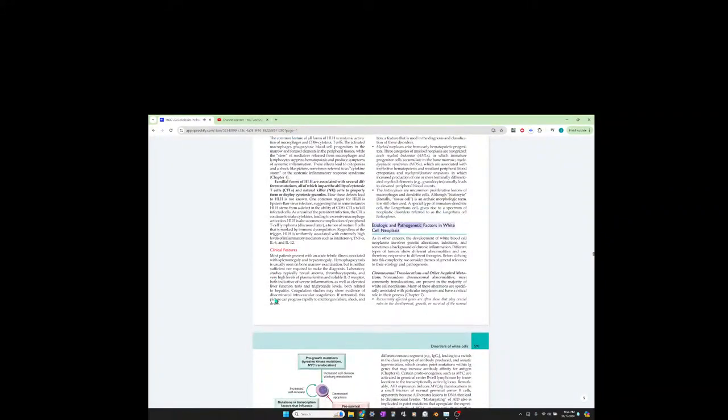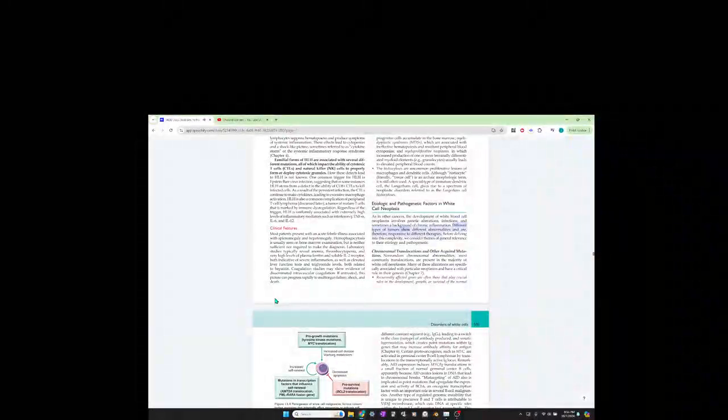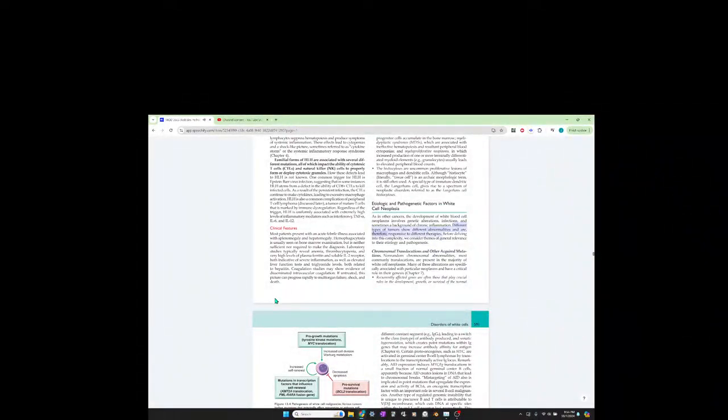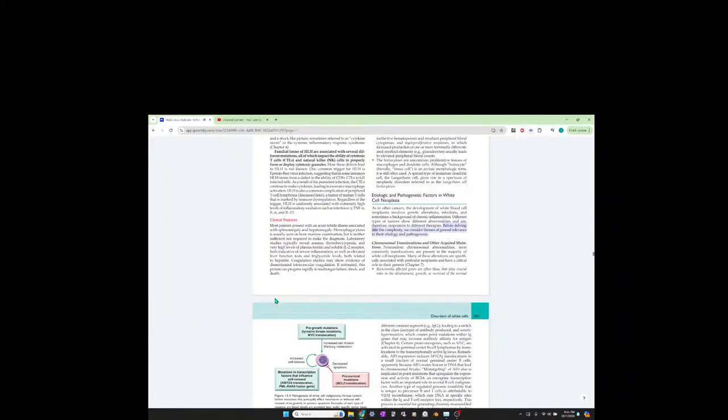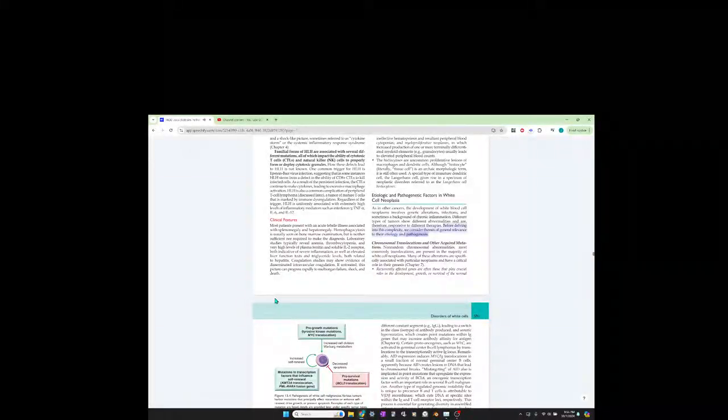Etiologic and pathogenetic factors in white cell neoplasia. As in other cancers, the development of white blood cell neoplasms involves genetic alterations, infections, and sometimes a background of chronic inflammation. Different types of tumors show different abnormalities and are therefore responsive to different therapies. Before delving into this complexity, we consider themes of general relevance to their etiology and pathogenesis.